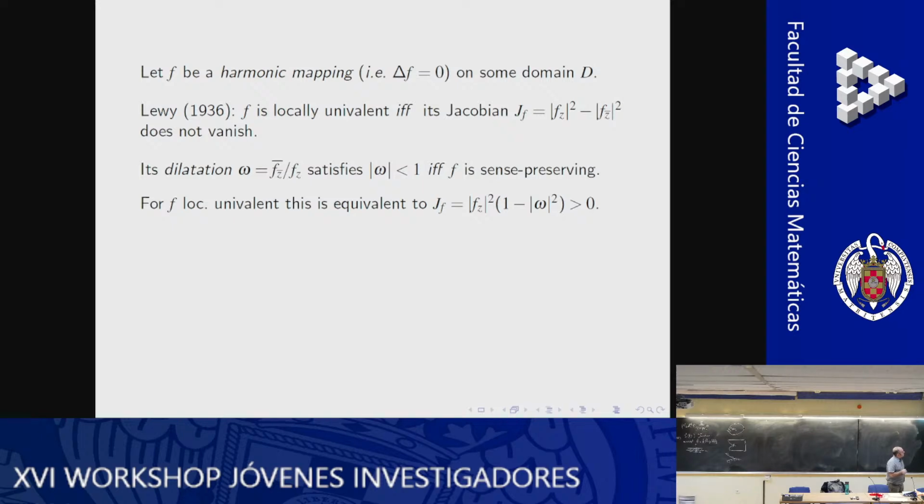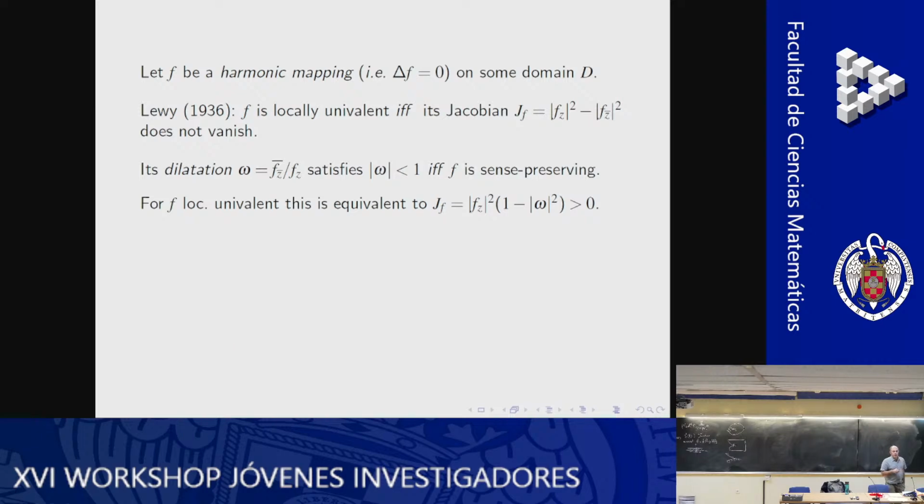Then we define the dilatation of the mapping f as the anti-analytic derivative bar over the analytic derivative. And we say that f is sense-preserving if and only if this is less than 1. And for locally univalent functions, the Jacobian is positive. Okay.